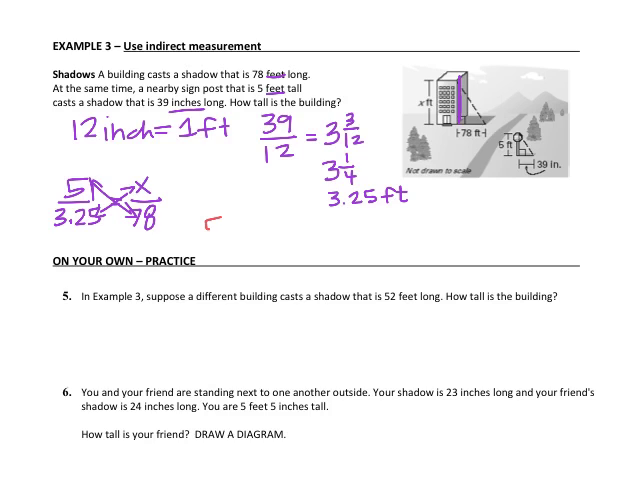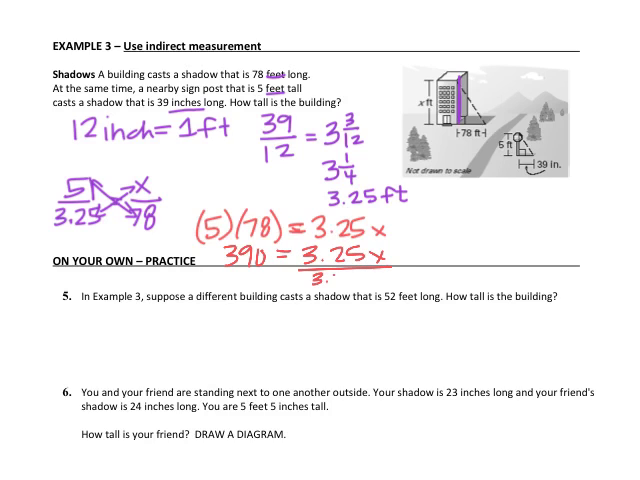And I end up with 5 times 78 equals 3.25x. 5 times 78 is 390. And when I go ahead and divide by 3.25 on both sides, x is going to equal 120 feet. So our building is 120 feet tall with a shadow that's 78 feet long, and then our stop sign is 5 feet with a 3¼ foot shadow.